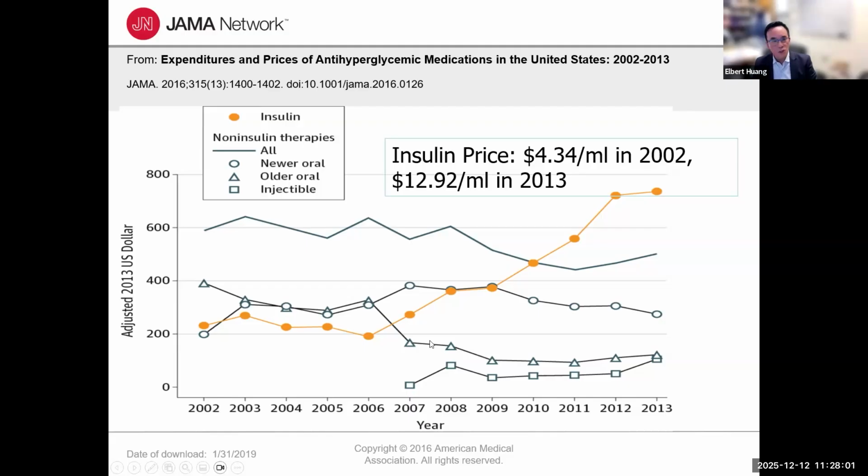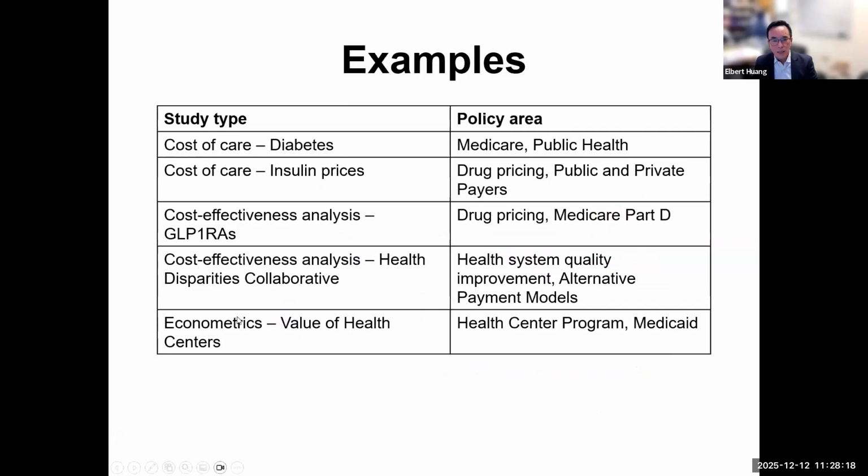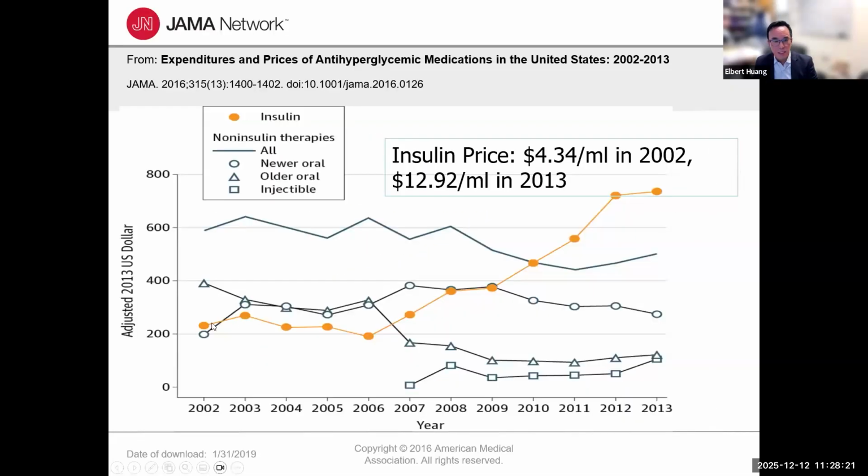This was a simple research letter to JAMA, but this figure by itself is one of several other studies that alerted the world that the drug companies were increasing the prices of insulin, even though the product had not changed. So this is insulin glargine in 2002 and the price of insulin glargine in 2013. All three major drug manufacturers had tripled or increased the price of insulin without much oversight from the U.S.